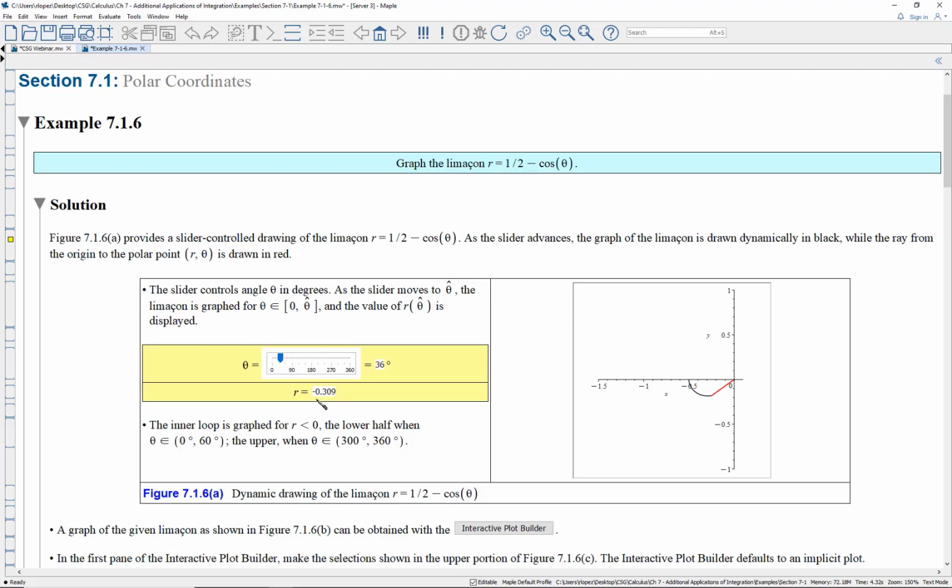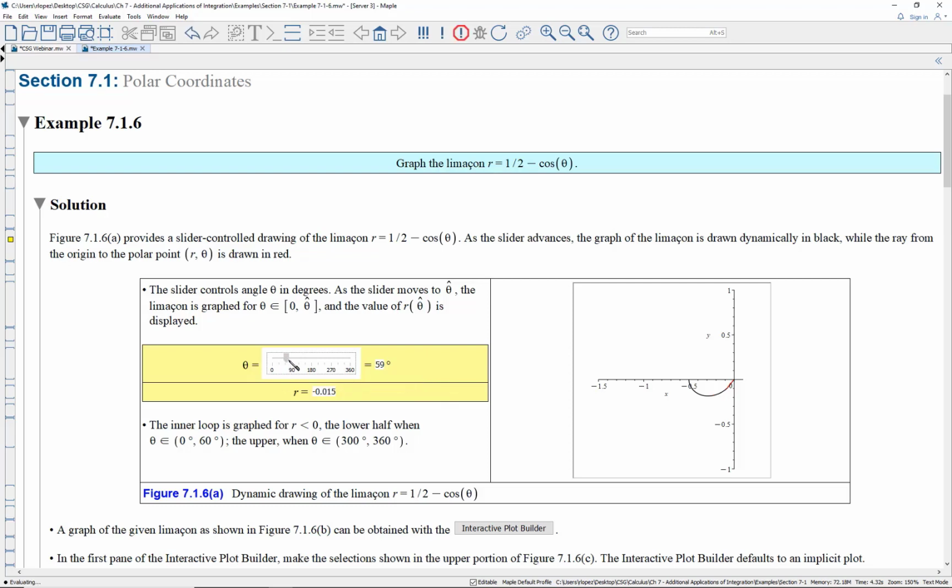Look at what the radius is. The radius is negative. But this angle is certainly not 36 degrees. It's more than 36. In fact, it's more than 180. So here we have built in that treatment of the negative radius. You add 180 to the angle, and you draw the radius as a positive value.